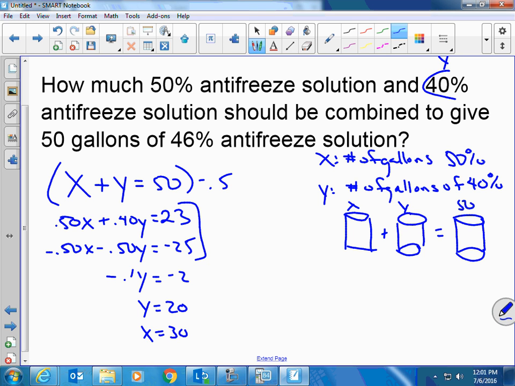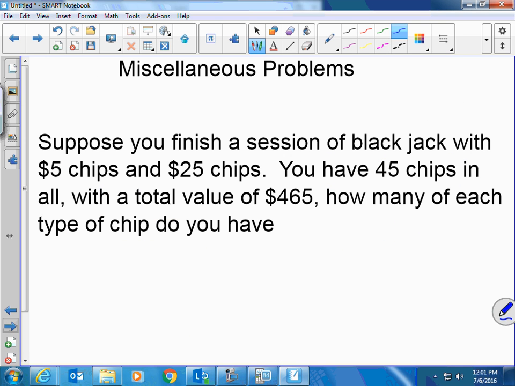All right, there's the mixture problem type. Miscellaneous problems. So those were the specific types of problems you could see, but then there's this category that kind of encompasses every other problem. So you could see almost any type of system of equations word problem. So we need to practice some miscellaneous type problems also. So give that one a try.